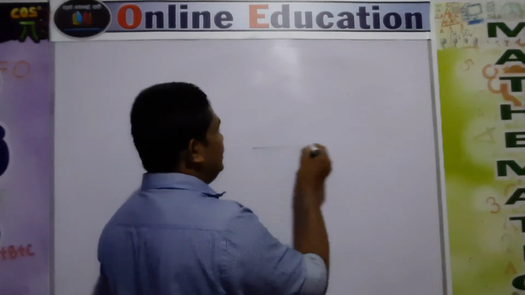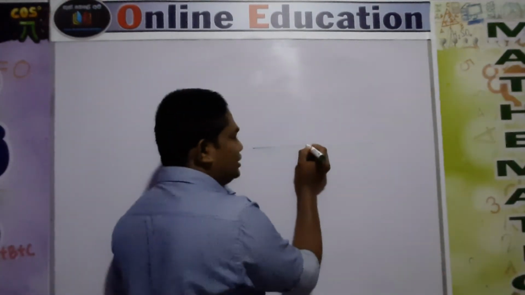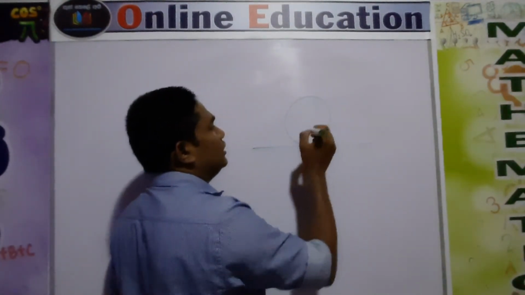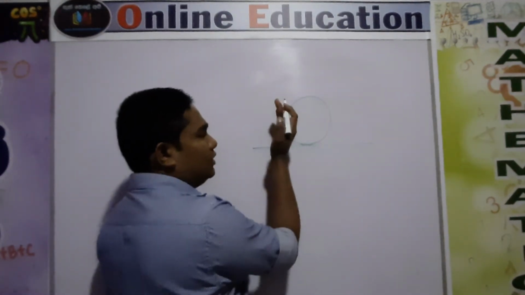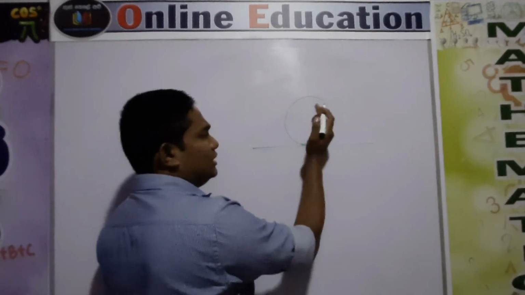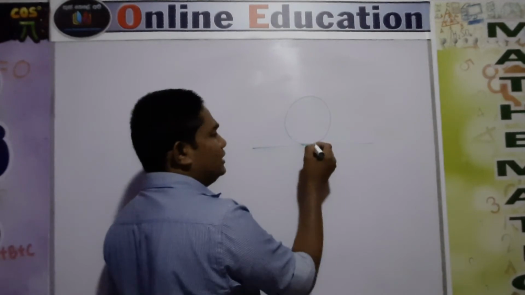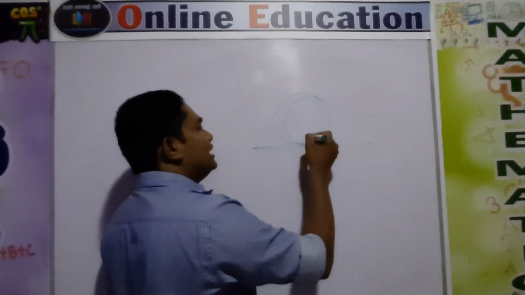Draw a line. Take a coin, keep it touching this line, and draw around the coin. Then you can move the coin a little distance to the left side and draw again. Do the same thing a few times.